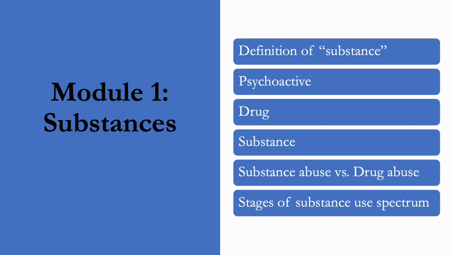In the following module, we'll discuss the definitions of terms, including substance. We'll explore what makes a substance psychoactive, what differentiates drugs from substances, and respective forms of misuse. We will also consider a spectrum of usage behaviors that sheds light on what constitutes high-risk use and ultimately addiction, or what we now refer to as substance use disorder.